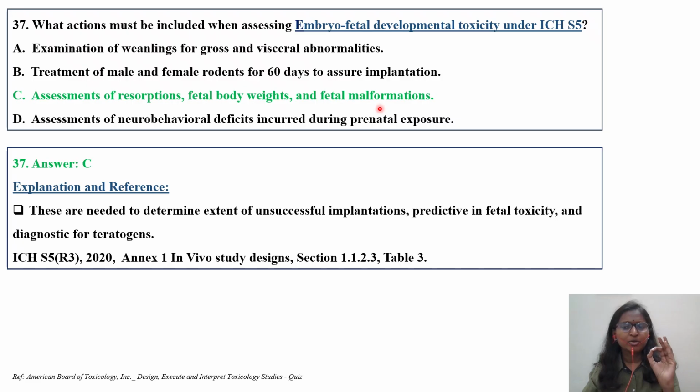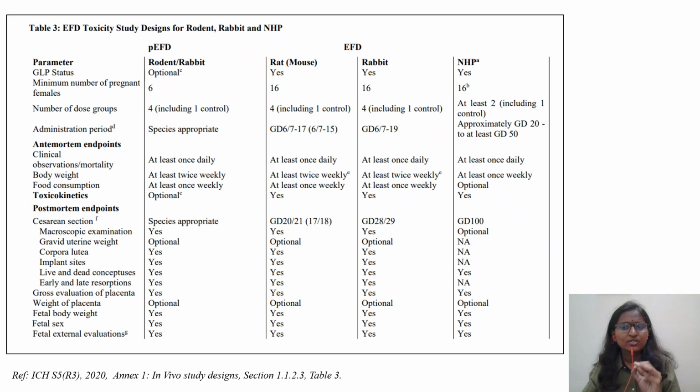As I said in my previous videos also, please read in detail the ICH S5(R3) guideline. Annexure 1 gives the in vivo study design, section 1.1.2.3, and Table 3 is given. Please read in detail. Let's see some of the important tables from the guideline as well as from the Casarett textbook. This reference is taken from Annexure 1. This is directly taken from Table 3 given in ICH S5.